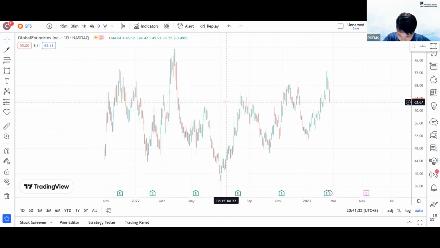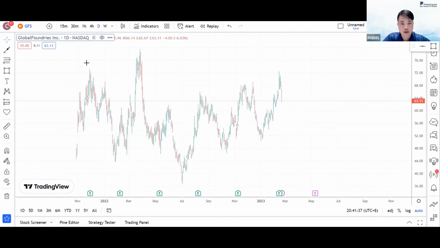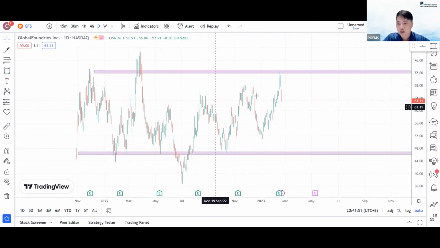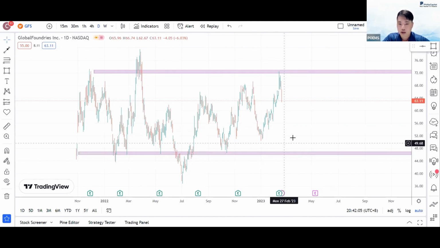Okay, hold on. GFS range bound. Very obvious range bound movement. It's pretty much just hovering between around 45, 46 to somewhere around 72, 72.9, 73. You realize the range bound movement is usually hovering within these two prices, right? Tap, reject, tap, lower 45, reject, right? So it's more of a range bound movement.